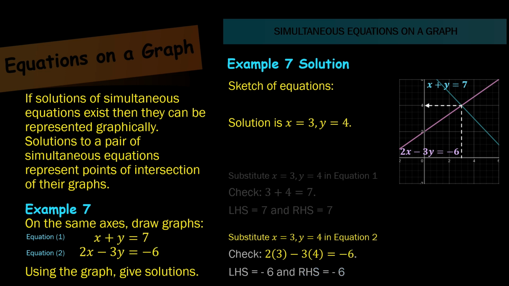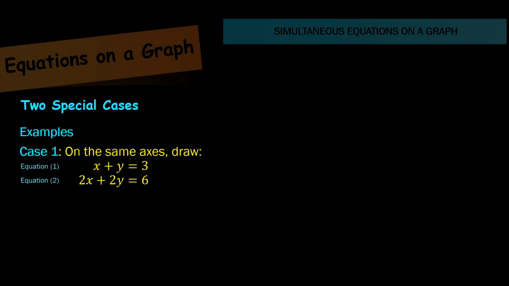Let's now take a look at two special cases. Case 1. On the same axes, draw x plus y equals 3 and 2x plus 2y equals 6. Using the graph, give the solutions.